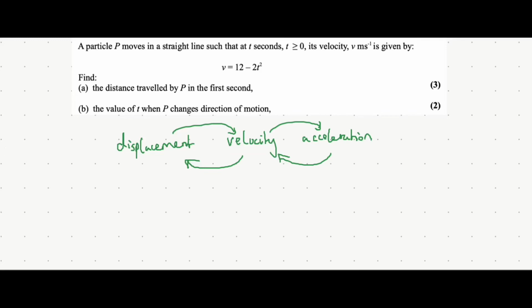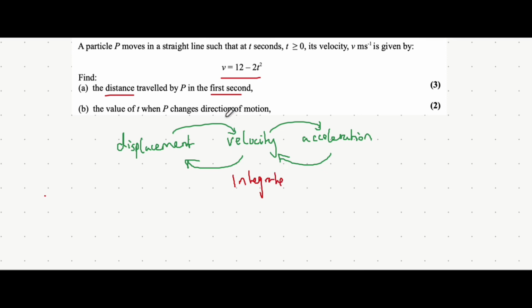This is a video on the topic of variable acceleration, which is where you convert between displacement, velocity, and acceleration. So it's giving you an equation for velocity, and part A is asking you to find the distance traveled in the first second. So to go from velocity to displacement, we integrate.